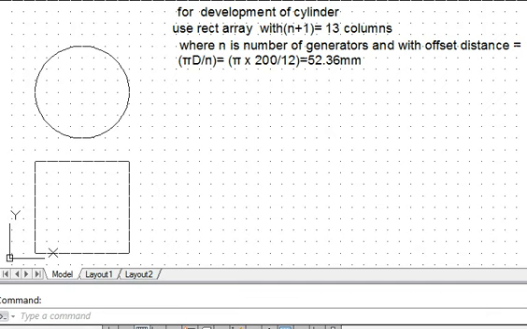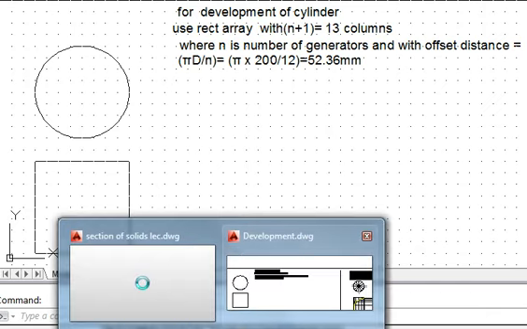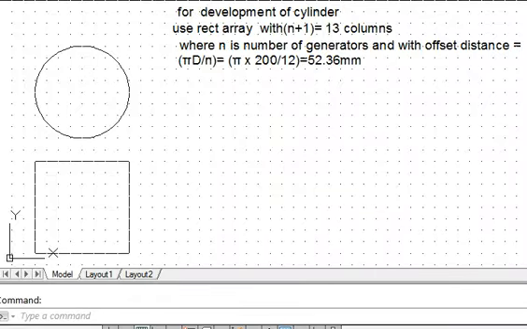Welcome friends again. So here we shall demonstrate the procedure to draw the development of a cylinder. We have previously seen the development of the prism as well as the pyramid. In case of a cylinder, it is actually very simple, straightforward.